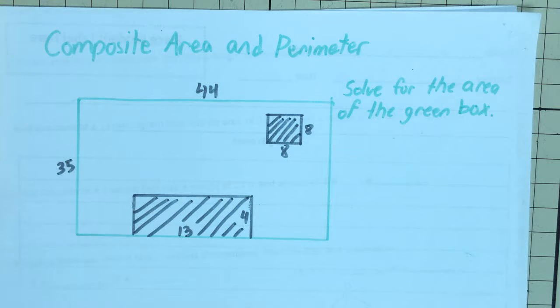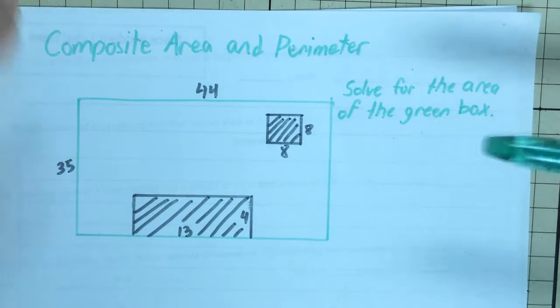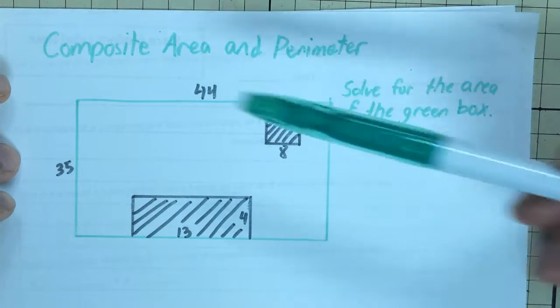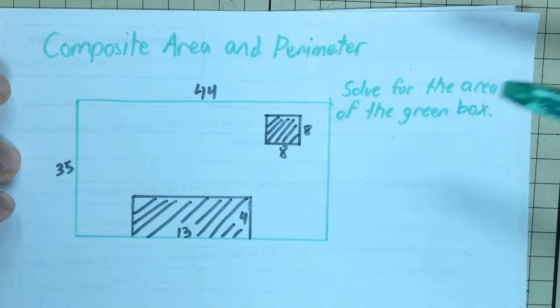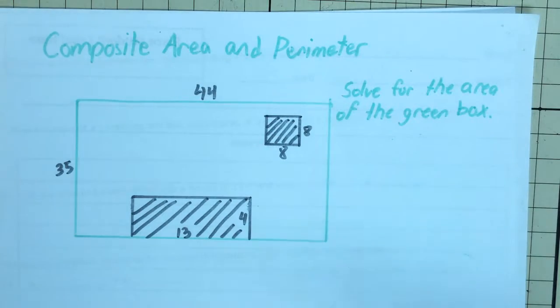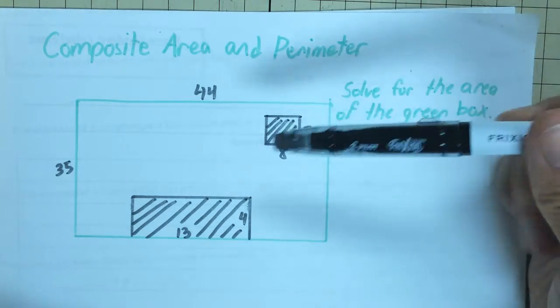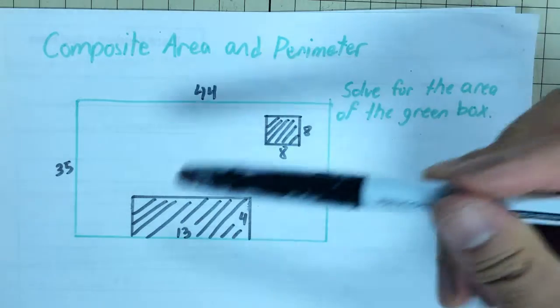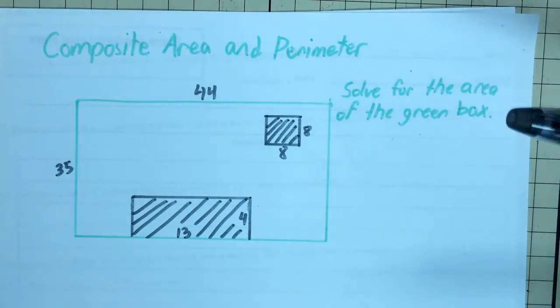In this video, I will go over how to find composite area of 2D figures. So composite area means when we have 2D figures that are put together or taken out. For example, I have this green box and my problem is solve for the area of the green box. So in this green box, I have this square cut out of it and this rectangle cut out of it.